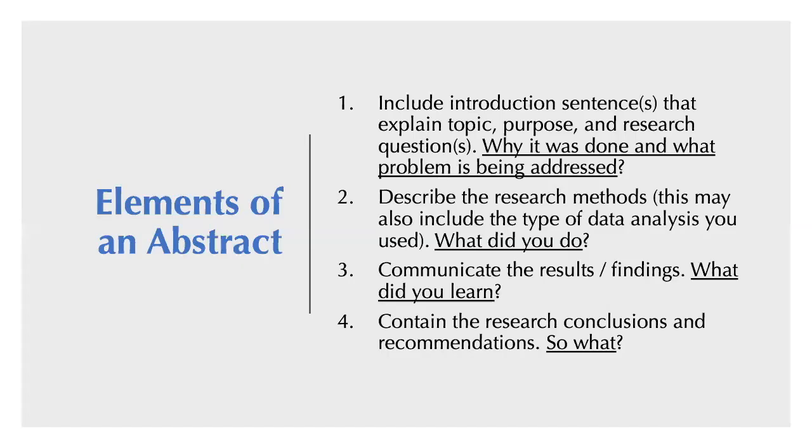The elements of an abstract are again the same elements you would find in a research paper. It begins with the introduction sentences that explain the topic, purpose, and research question. After that, it'll describe what the researcher did. This is where you include your research methods. Next, an abstract will communicate the results. These are the findings or what the researcher learned. Finally, at the end is the so what. What is the bigger impact of your research?